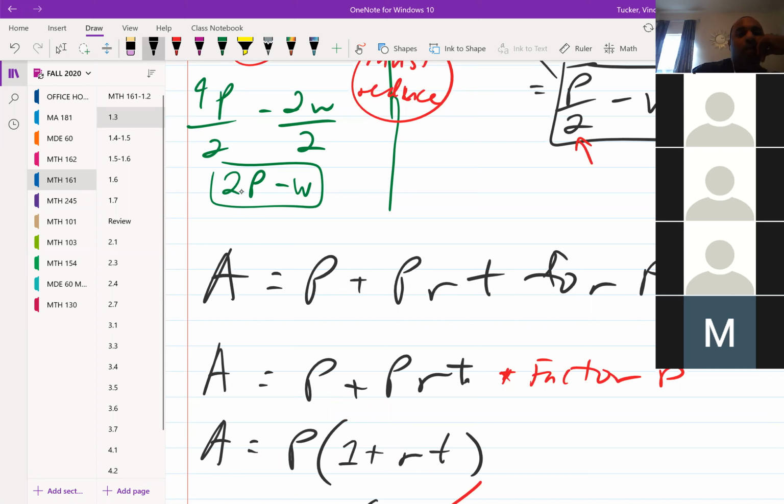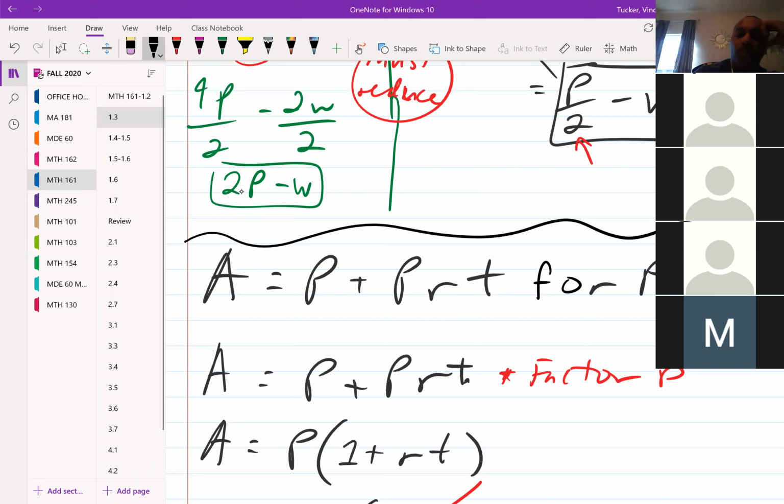All right, so let's do this next one. We have A equal to P plus PRT, and we want to solve it for P. All right, so we notice that we have P in two different terms, two different places.